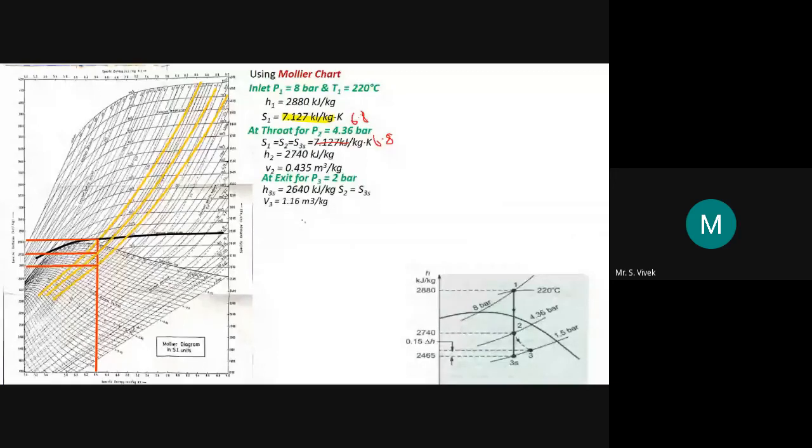The V2 value has to be calculated at 2 and 3 only, at throat and exit only, because the formula needs those locations only, right? So there is no need for us to find out the specific volume at stage 1. Okay, so V3 is equal to 1, nearby 1. Are you getting that value?